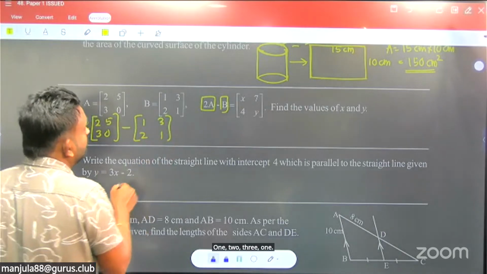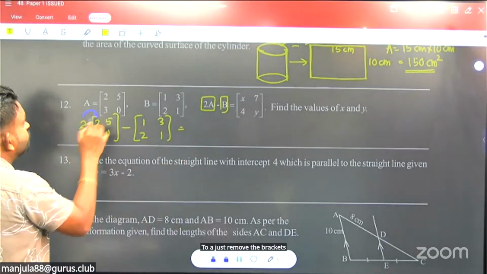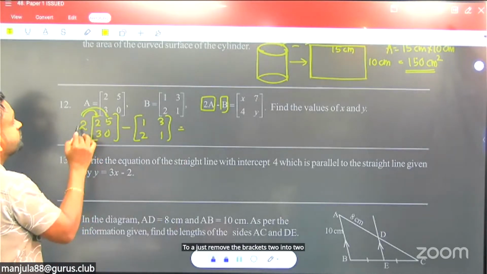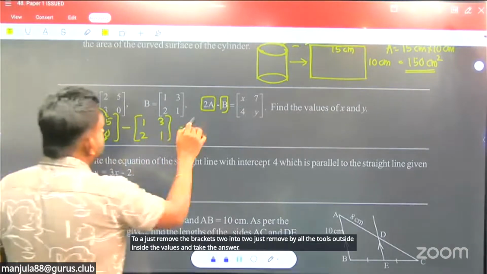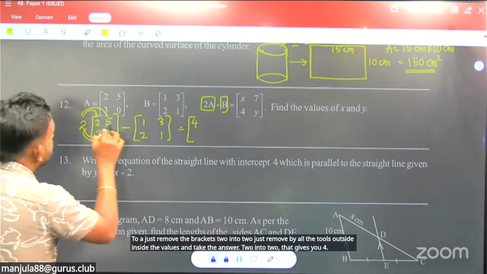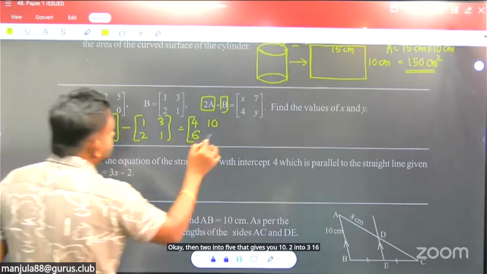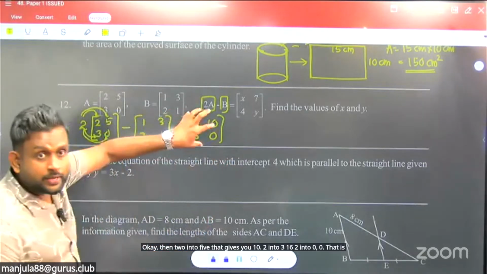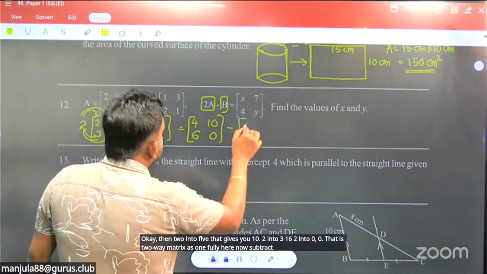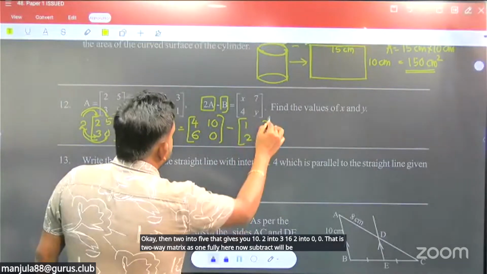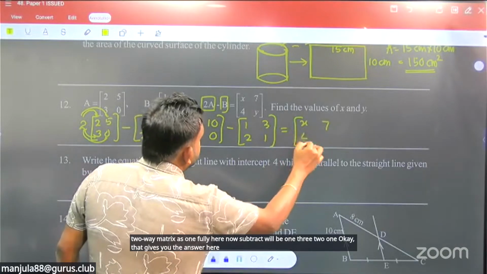So I simplify further. 2A, just remove the brackets. 2 into 2, just multiply all the values inside by the 2 outside, and take the answer. 2 into 2 gives you 4. Then 2 into 5 gives you 10. 2 into 3, 6. 2 into 0, 0. That is the 2A matrix. Now subtract B, 1, 3, 2, 1. That gives you the answer here, x, 7, y.